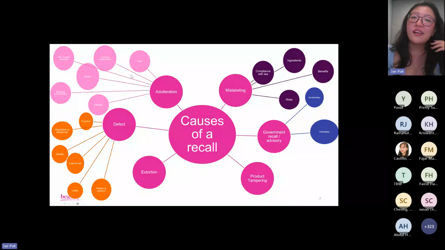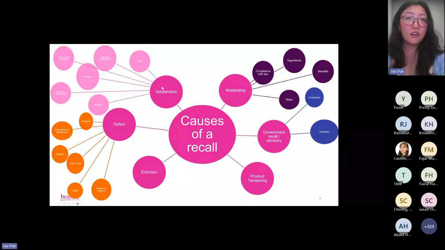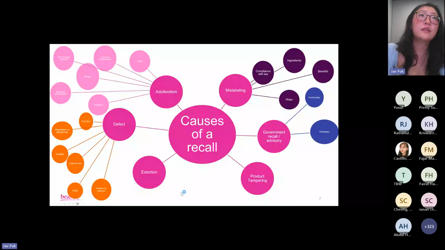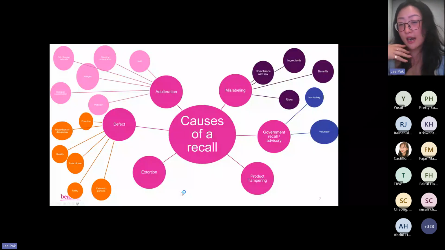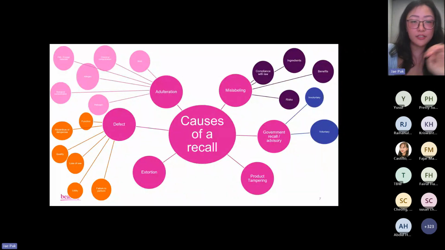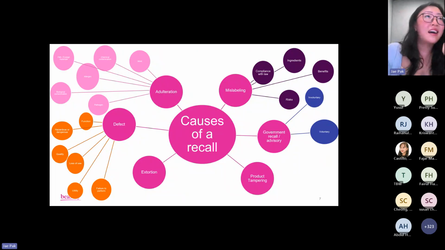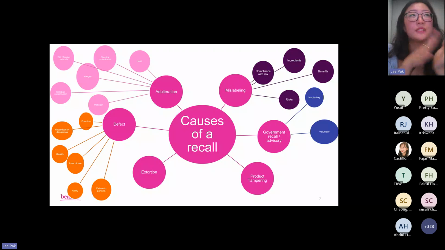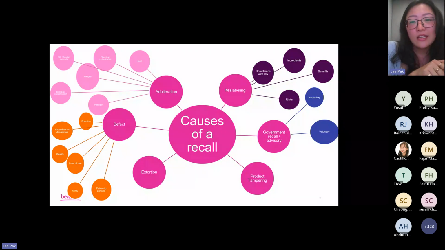So things that can cause a recall, it can be an adulteration. That can be something that's unintentionally contaminating your product. So they could be mold, chemical contamination, allergens, filth, foreign materials, biological contaminations, or even a pathogen.